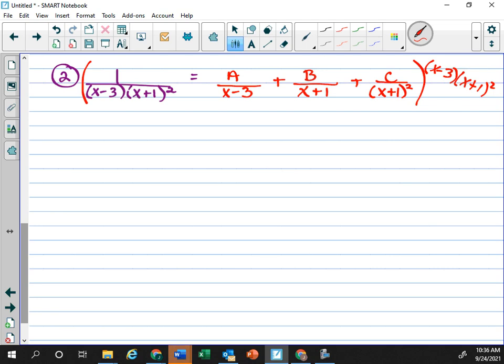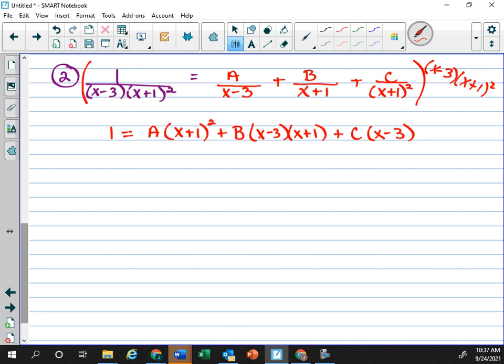Okay, so I'm going to multiply. The left side, I'll just have 1. What is a going to be multiplied by? X plus 1 squared. Good, x plus 1 squared. Okay, what about b? Yeah, it's going to have an x minus 3 and an x plus 1. Good. And what about c? Good. Okay, don't do anything yet after this. Are we okay up to that point?